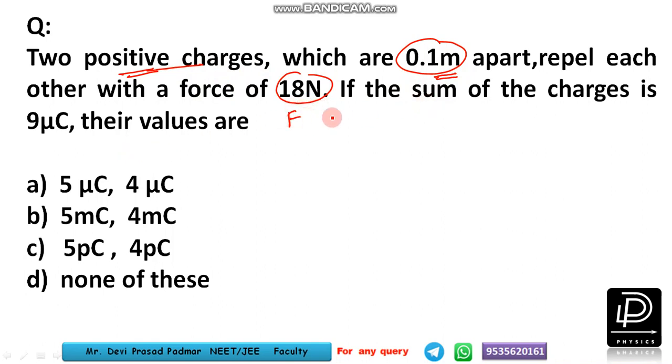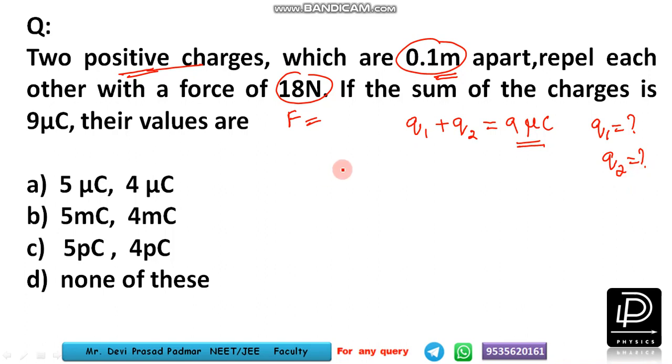Also given that the sum of those two charges, if we consider the two charges as Q1 and Q2, Q1 plus Q2 must be equal to 9 microcoulomb. That means the sum of those two charges is 9 microcoulomb, and you need to get the value of Q1 and Q2. If the sum of two charges is 9 microcoulomb, and the force between them is 18 Newton, then what is the value of Q1 and Q2?